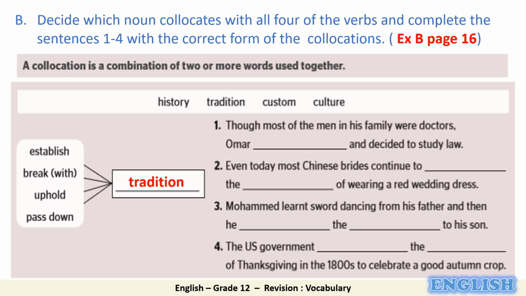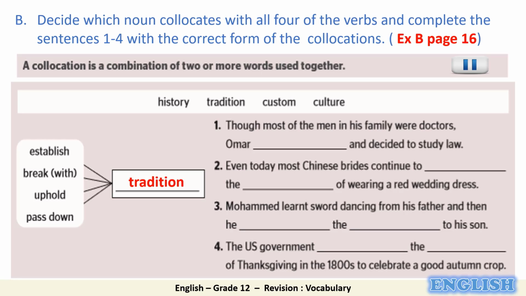To establish a tradition means to bring it into existence. To break with a tradition is to do something new and different. To uphold a tradition is to support and maintain one's tradition. And to pass down a tradition is to pass it through or transfer it to the next generation. Now that you know the meanings of these collocations, I would like you to complete the sentences with the correct form of the collocations. Please read through the sentences 1 to 4, then stop the video to do the task.